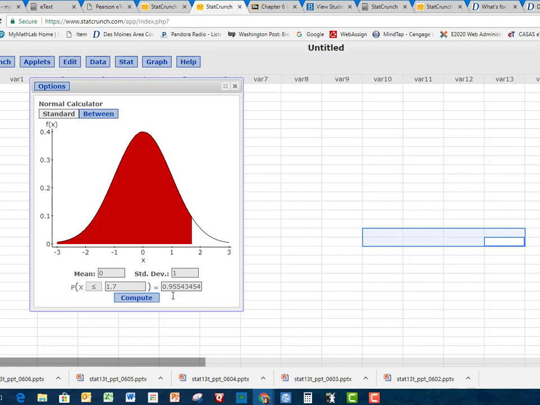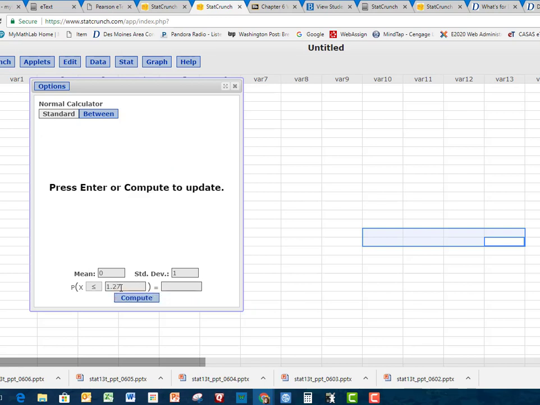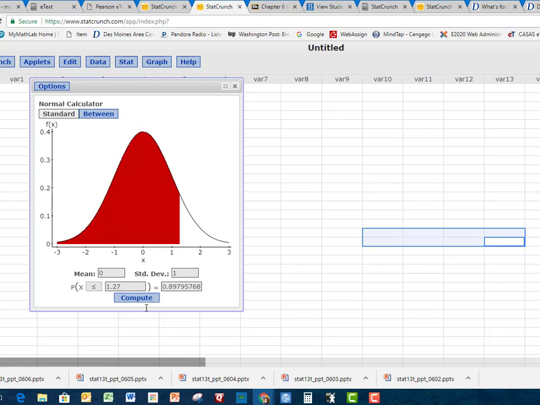Why is that not right? Because I didn't type it in right. It's 1.27. Now I'm going to compute, and there we get 0.898, the same as we had on our slide. Let's go to the next slide.